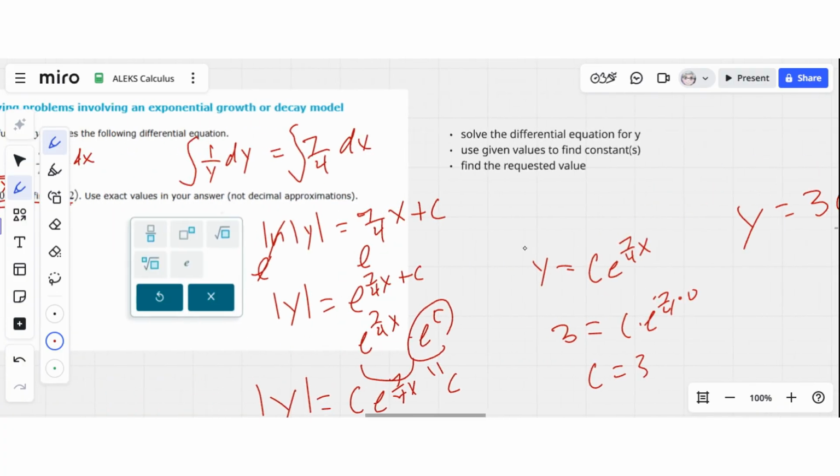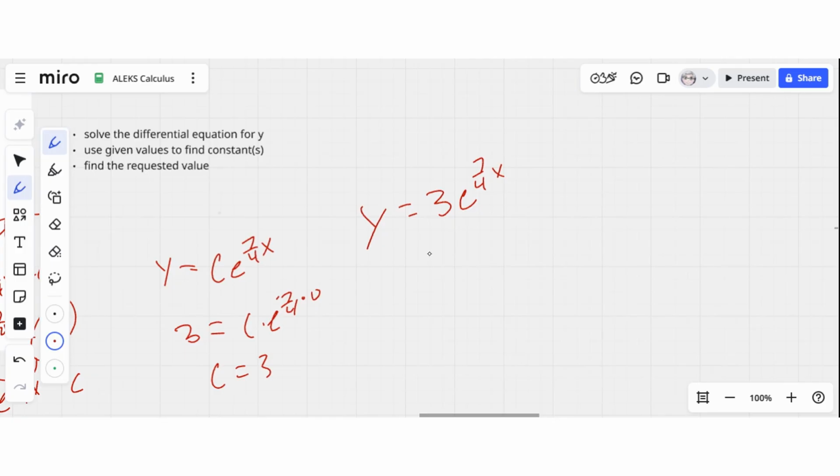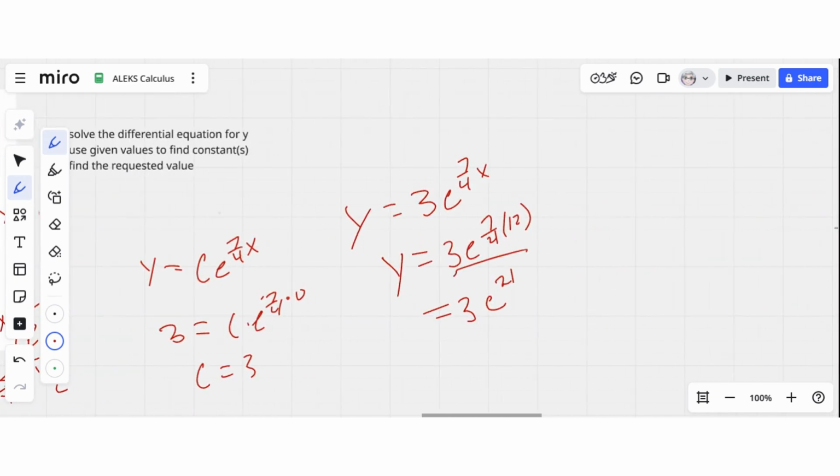What I want to do next is find y of 12. So we're going to put 12 in for x. So y is going to equal 3 times e to the 7/4 times 12 power. And just doing a little simplification here, 12 divided by 4 is 3. So this is 3 times e to the 21st power. And we don't want decimal approximations here, I don't think. Yeah, exact answers. So that's it. We've gotten the value for y of 12. y of 12 is 3 times e to the 21st.